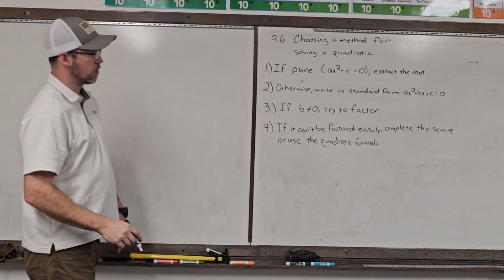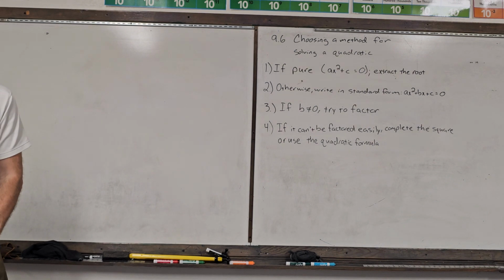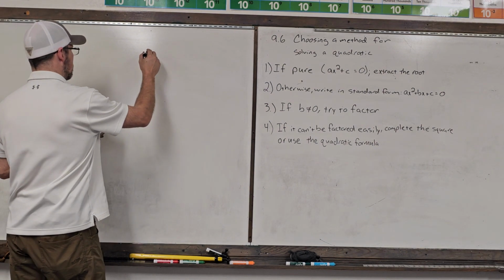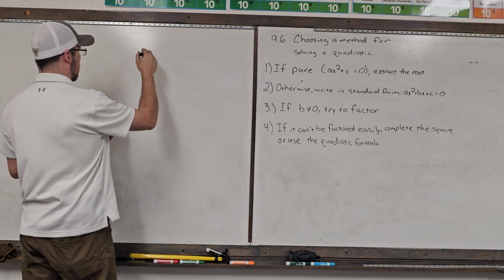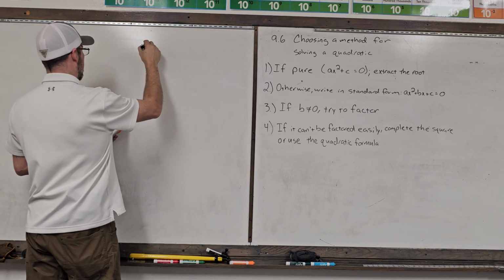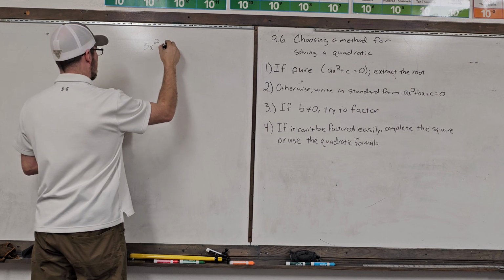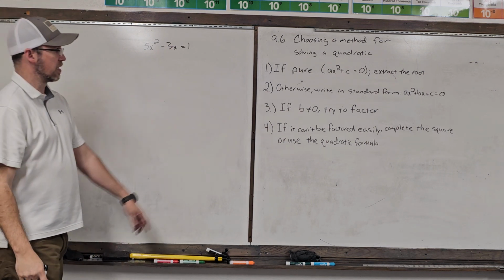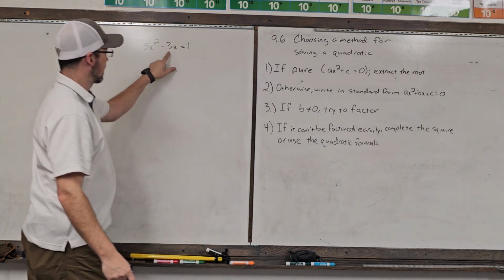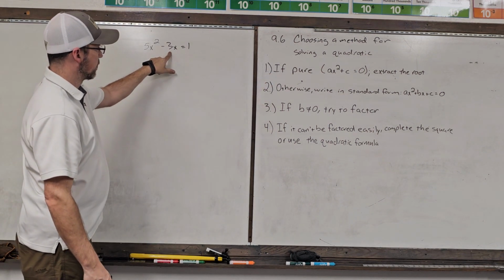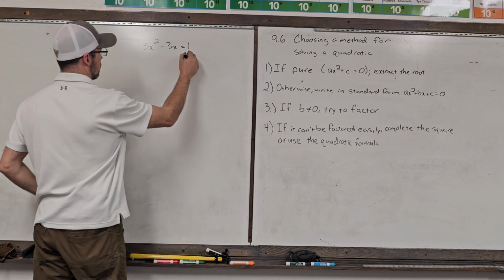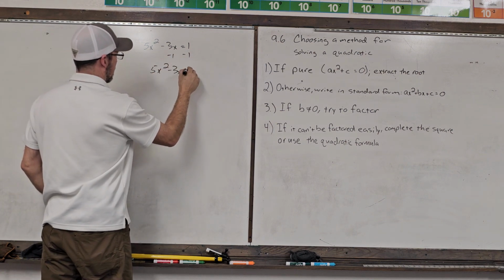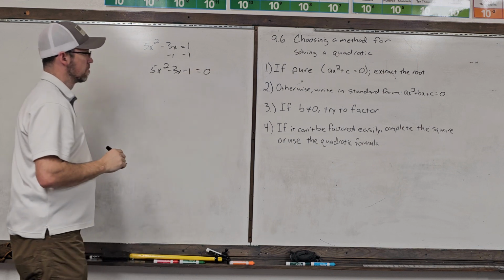If it can't be factored easily, then we'll go with complete the square or the quadratic formula. So if I have something like 5x squared minus 3x equals 1. First step, is it a pure quadratic? It's not because it has a b term. Since it has a b term, I'm going to set it equal to 0. 5x squared minus 3x minus 1 equals 0.